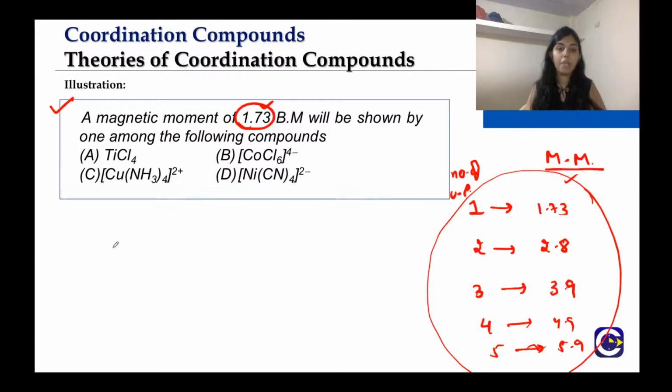Yes, Siddharth, you are very much correct with the answer, because we have discussed in the previous class also that copper tetraammine, Cu(NH3)4 2+, will have 1.73 Bohr magneton. Yeah, Sham, you are also correct. Good. So C is the option here, right? We have already discussed this in the previous class.